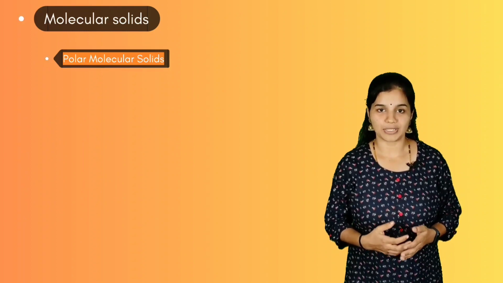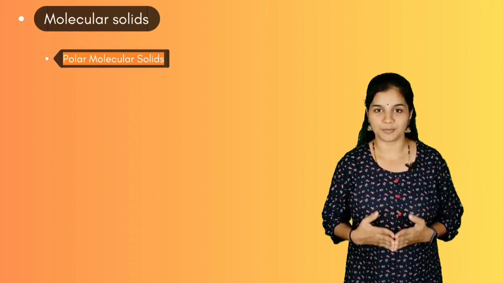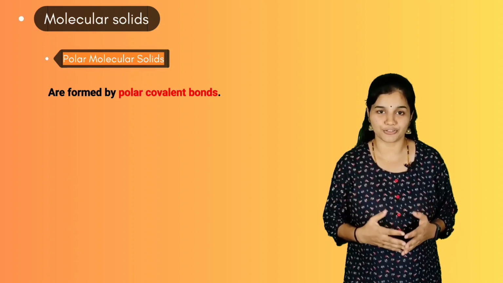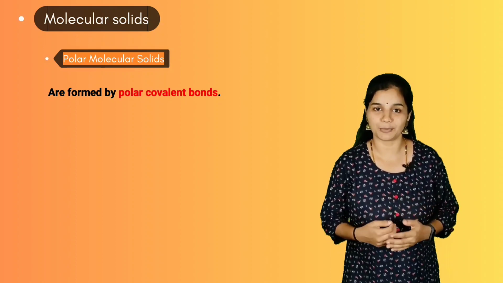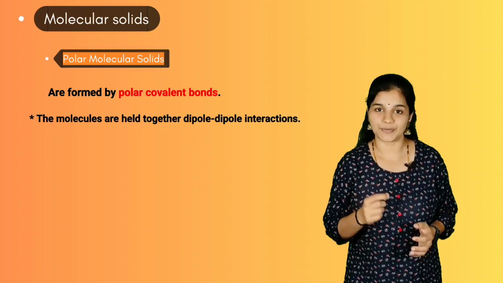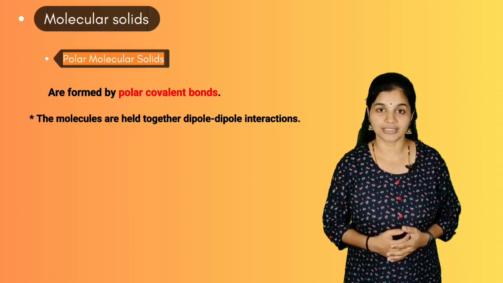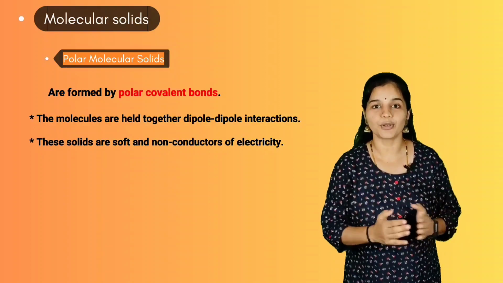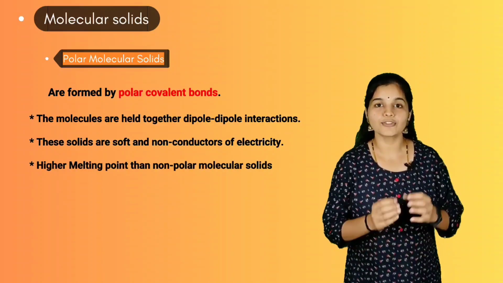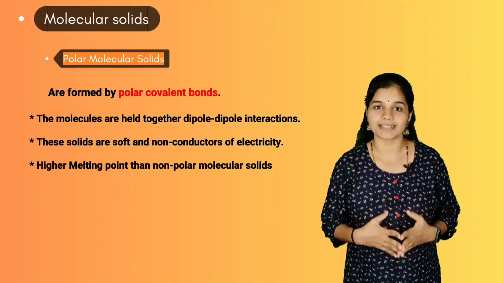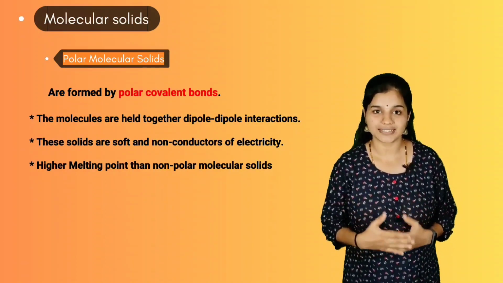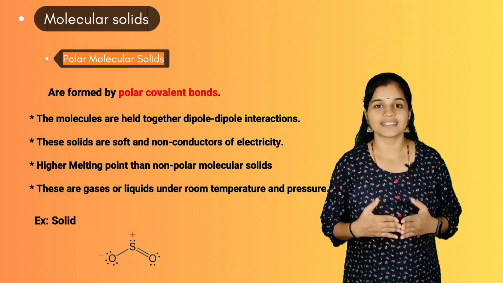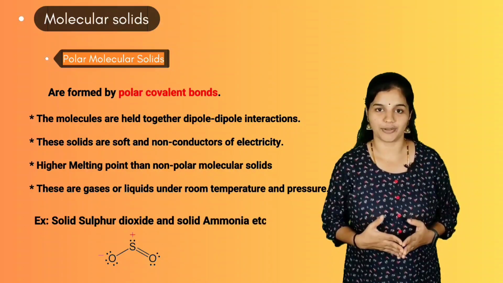The polar molecular solids are formed by polar covalent bonds, and the molecules are held together by a relatively stronger force of attraction, that is the dipole-dipole interaction. These solids are also soft and they are non-conductors of electricity. Their melting points are higher than those of non-polar molecular solids, and most of these solids are present in their gaseous or liquid state at room temperature and pressure. The examples are solid sulfur dioxide and solid ammonia.